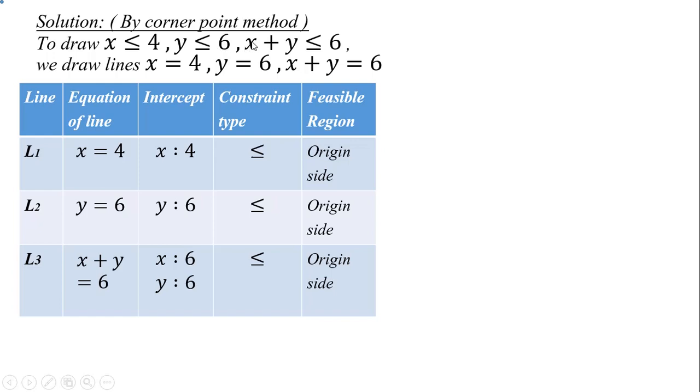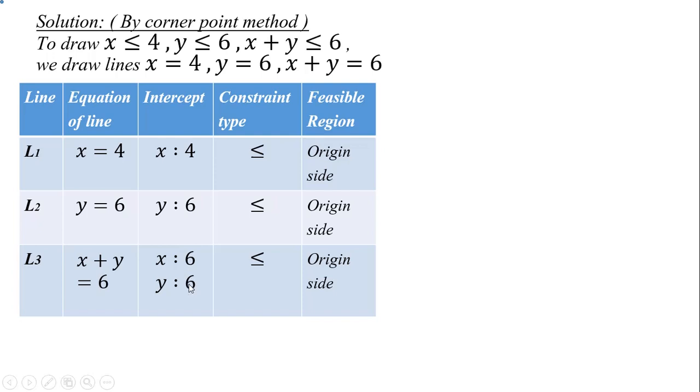Now third inequation, x plus y less than or equal to 6. We plot this line L3, x plus y equal to 6. So we require 2 points on this line. So we substitute y equal to 0 here. So we get x is equal to 6. X intercept is 6. We substitute x is equal to 0. We get y equal to 6. So y intercept is 6. So we get x-intercept 6, y-intercept 6, and using this we draw the line.